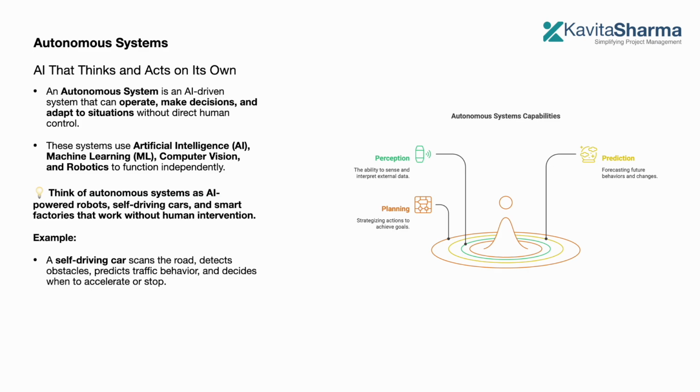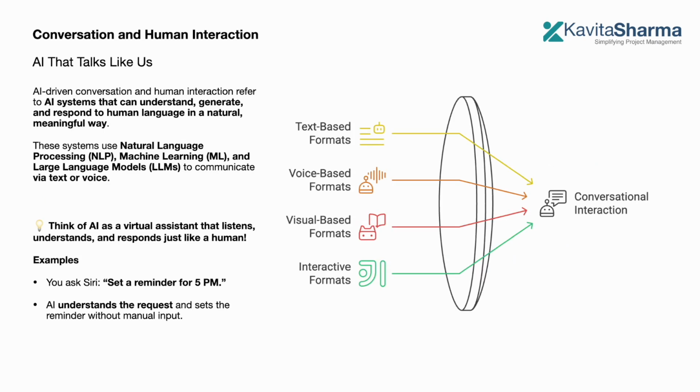So a self-driving car is an autonomous system which does not need human intervention. Conversation and human interaction AI is AI that talks like us. Siri and Alexa are examples of conversational AI. The underlying technologies are pattern detection and machine learning from itself. Then there are deep neural learning networks.